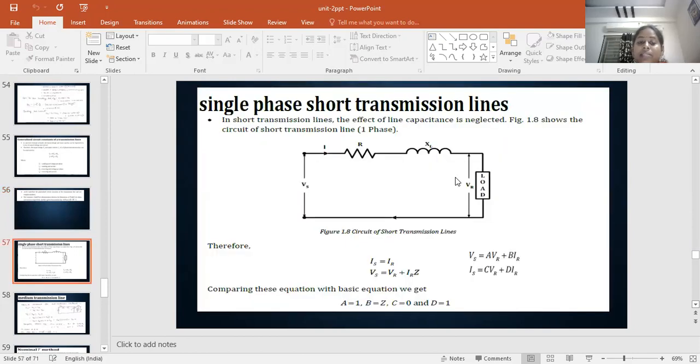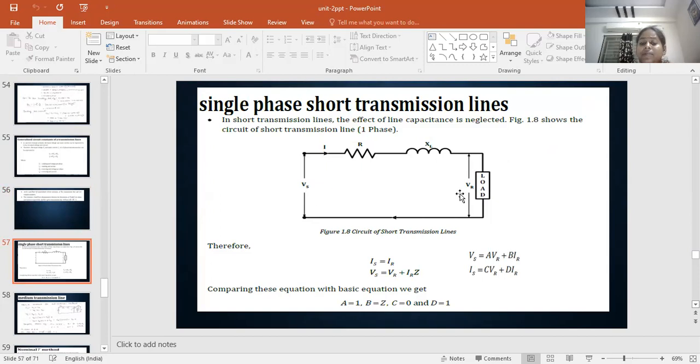Okay, so let us take the short transmission lines. Here in the short transmission lines, the effect of line capacitance can be neglected. So in that only resistance and inductance are present here. Okay, and here Vs equal to VR plus some drop.